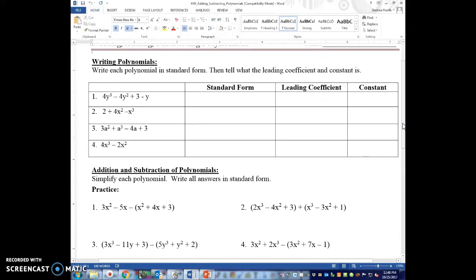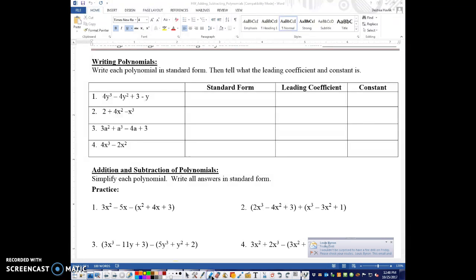Okay, so the top of your worksheet. They want us to write this in standard form. Standard form means that you have the highest exponent first. So here, the highest exponent is this 3. So 4y to the third.